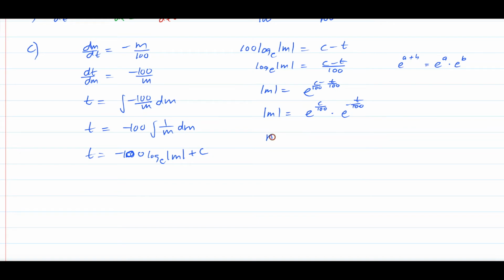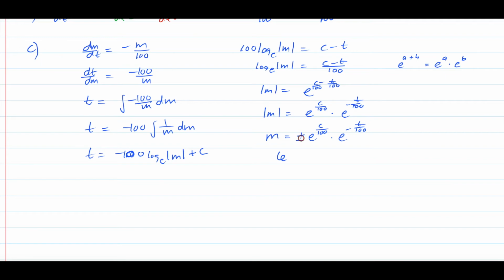And now let's get rid of the mod. Of course, mod means it's plus minus m, so I'm just going to divide both sides by plus minus, and you get plus minus e to the power of c over 100 times e to the power of negative t over 100. And here's the cool part about using this technique. See this part right here? c is a constant, e to the power of a constant over 100 is still a constant, and then you just have plus minus of a constant, right?